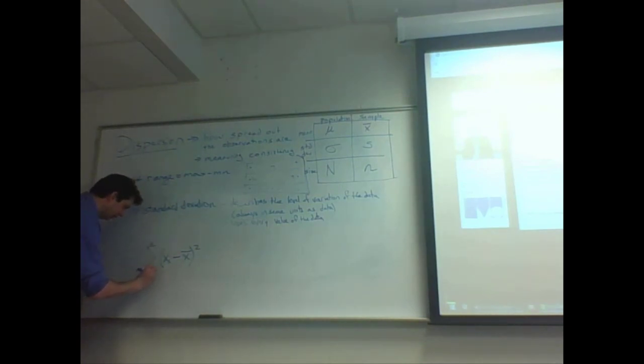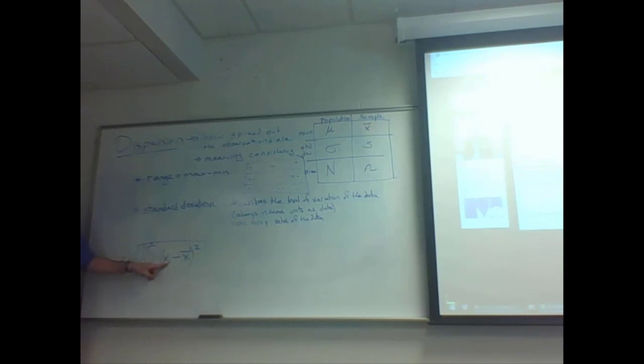From i equals 1. Then we take this result and we divide by n minus 1. And then we take the square root. Do you have to memorize this equation? No. Because it's going to be on your exam, on the last page. But you should intuitively understand what's going on.